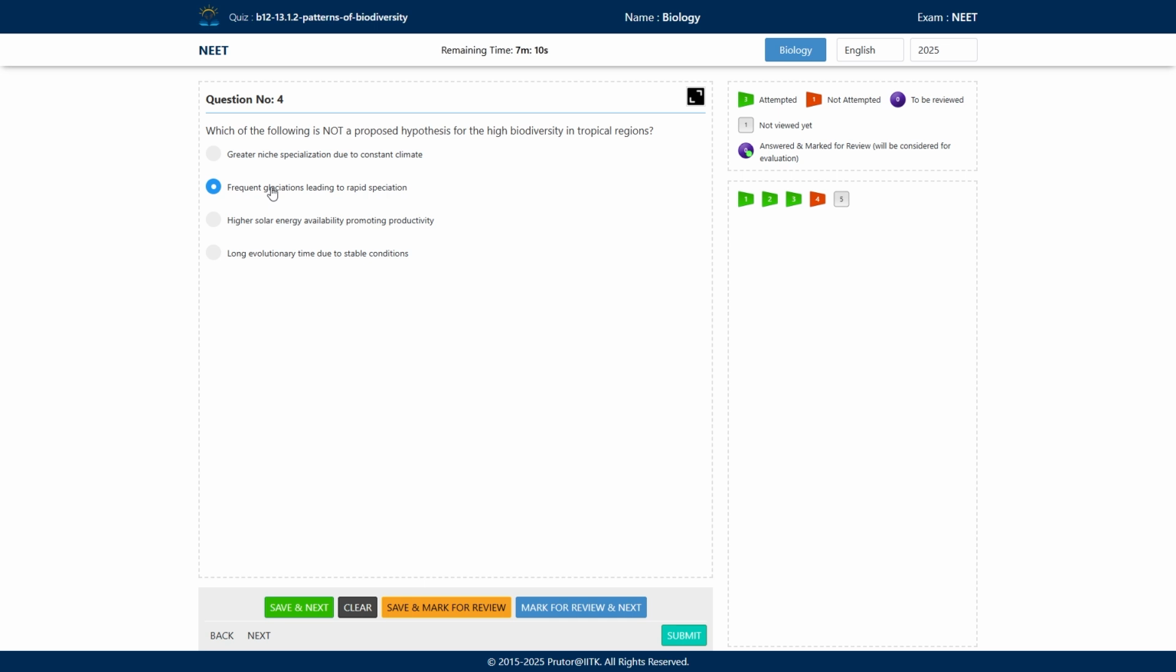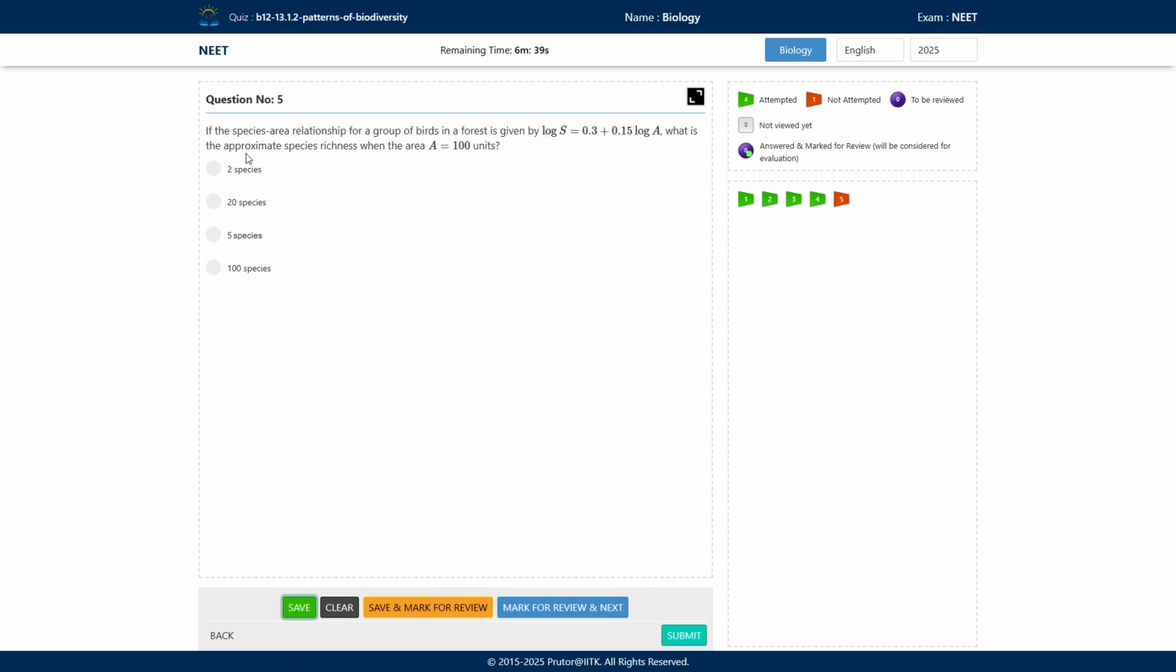So actually in tropics you have a stable environment. You have high solar input as well. Here, frequent glaciation occurs in the temperate regions where the environment is unstable. So option number B will be the correct answer. Due to frequent glaciations, which occur in the temperate region or in the colder regions, the environment becomes unstable. So that's why the species diversity is less.